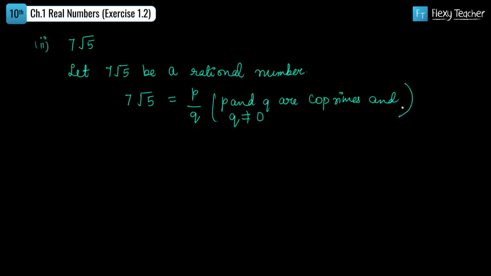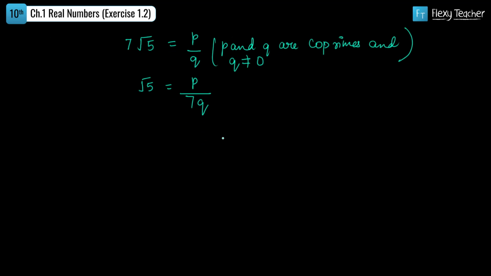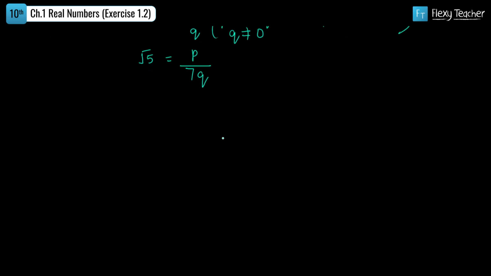Okay. So, अब ये क्या बन जाएगा? This would become root 5 is equal to P upon 7Q. 7 वहां न्यूमरेटर में था, हमने यहाँ पे डिनोमिनेटर में ले लिया क्रॉस मल्टीप्लीकेशन करके. So root 5 is equal to P upon 7Q. Okay, P upon 7Q is a rational number. ऐसा क्यों हुआ? Because P upon Q is a rational number.